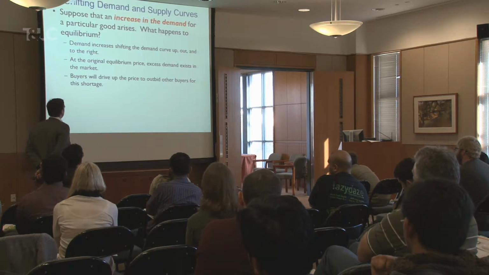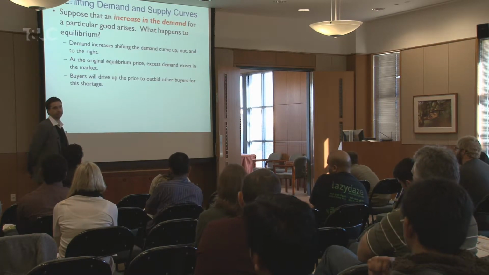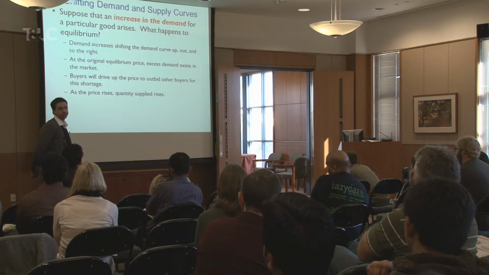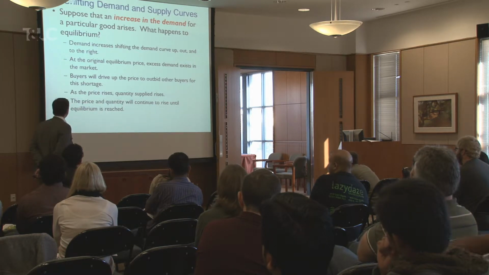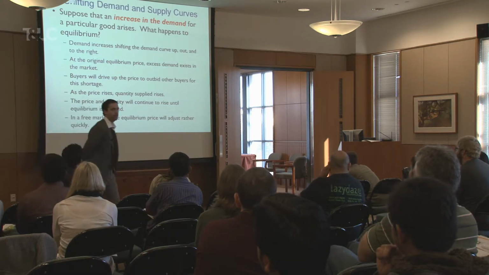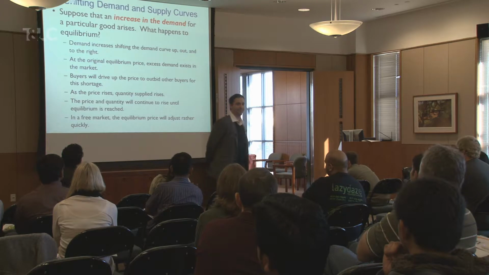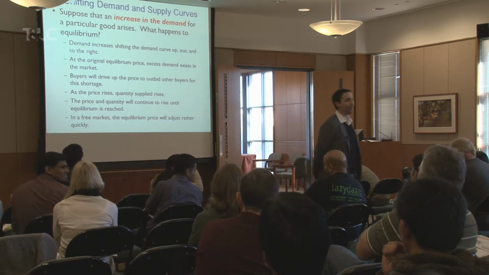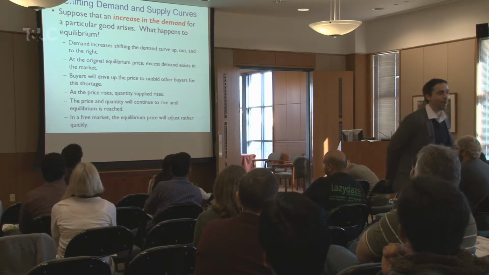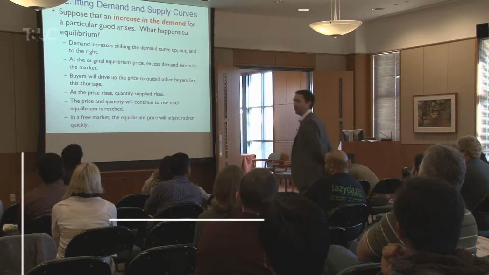Buyers will drive up their price to outbid other buyers for the shortage. Right? Of course. As the price rises, quantity supplied rises. The price and the quantity continue to rise until the equilibrium is reached. And in a free market, the equilibrium price will adjust rather quickly. There you have it. Nice, right? You're ready for the exam, right? So that was my lecture in economics. I would move on to the next lecture right away.